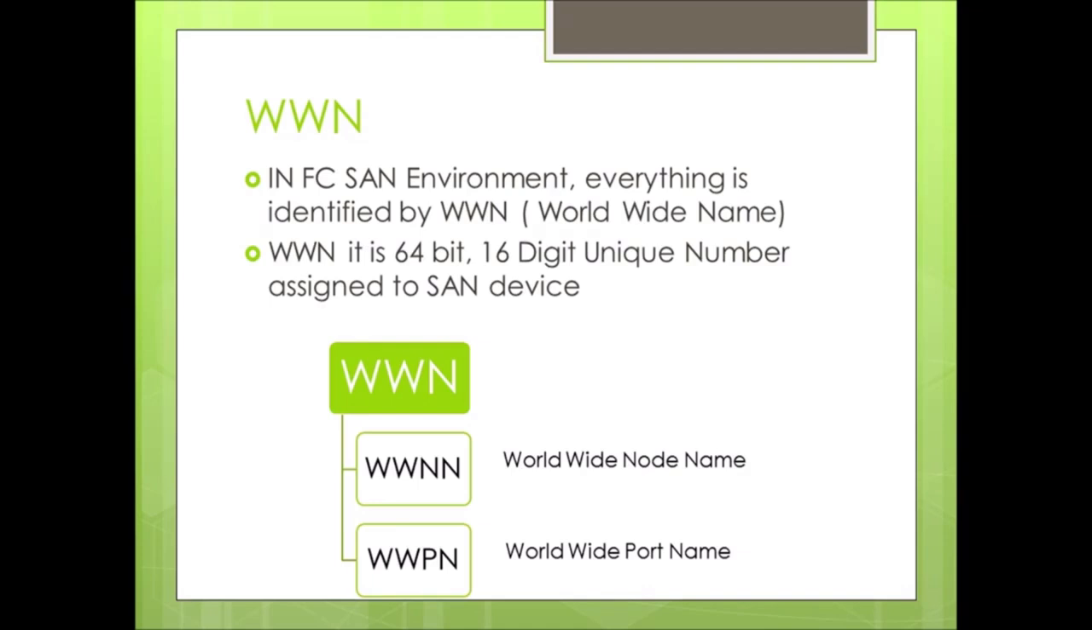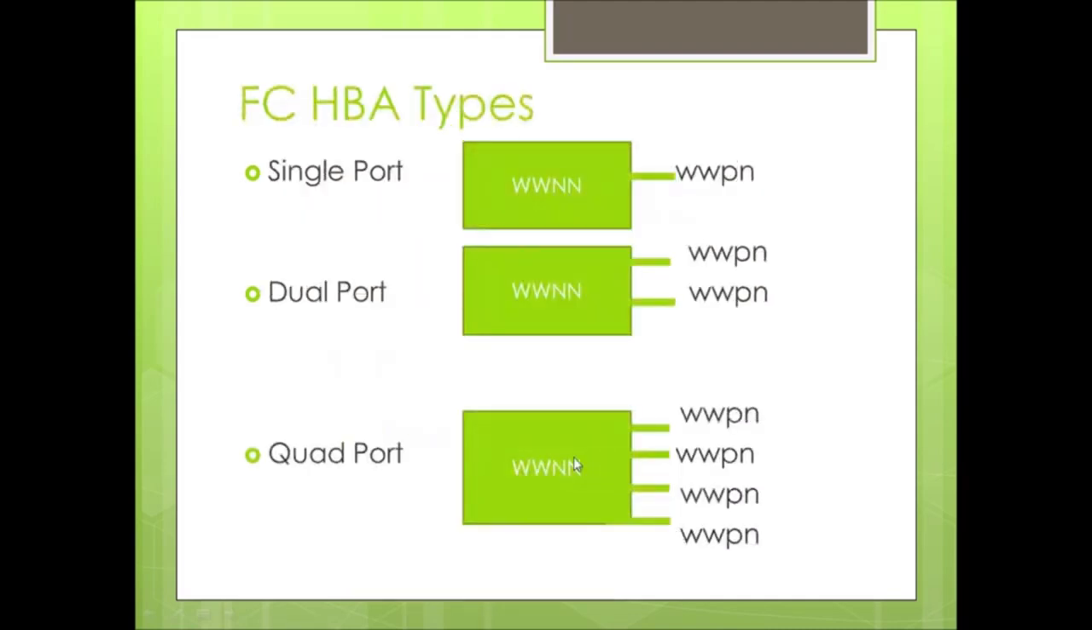They are WWNN and WWPN. WWNN stands for worldwide node name, and WWPN stands for worldwide port name. So what is the difference between node name and port name? Let's see that. In a SAN environment, we get FC HBAs of different types.